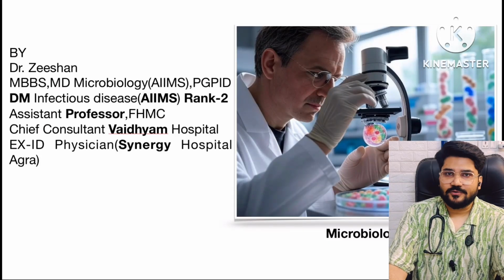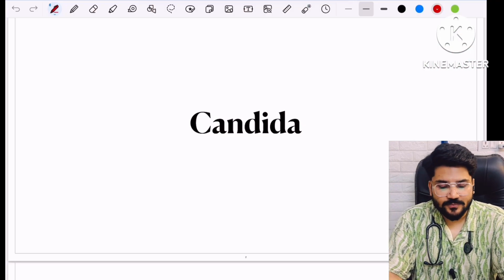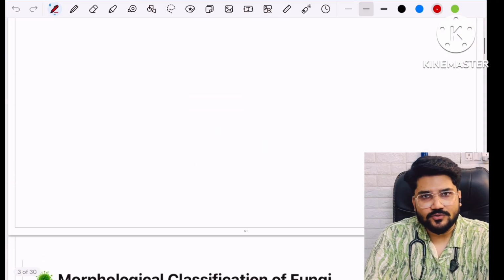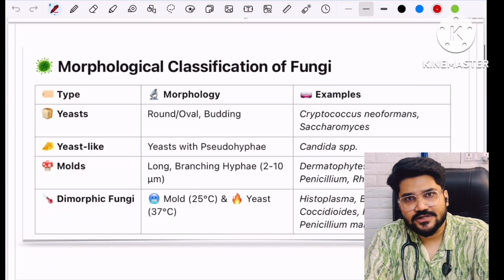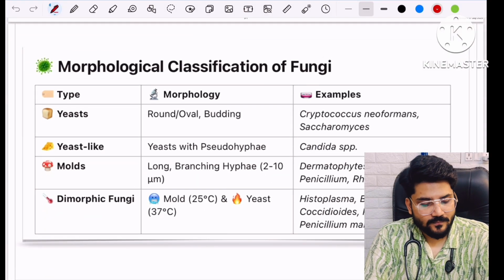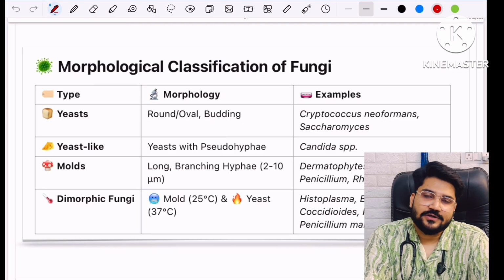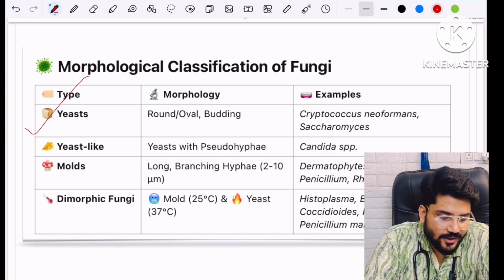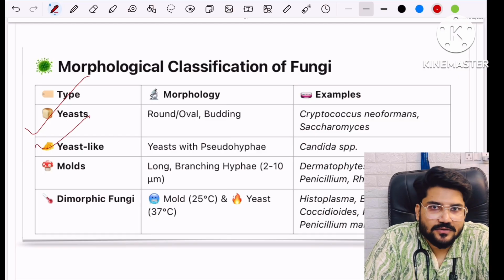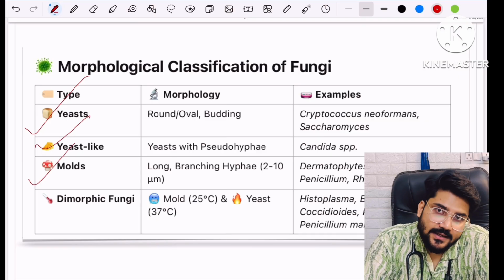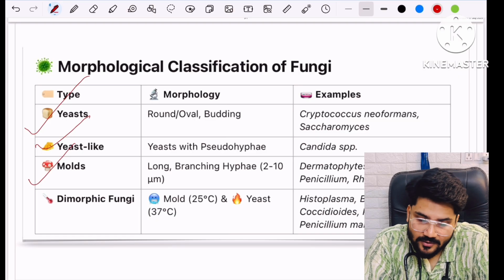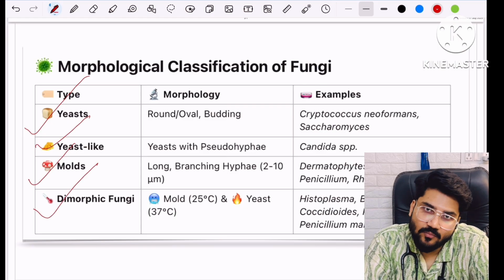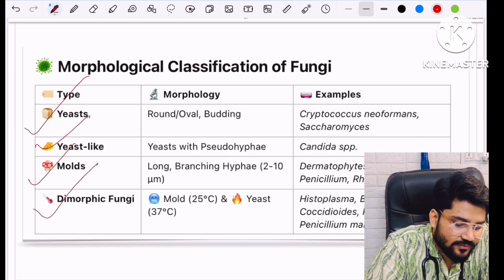So today's topic for discussion is Candida. Before jumping into the topic, we need to understand the different classifications of fungi. First is the morphological classification. In the morphological classification, first is yeast, second is yeast-like organism, third is mold, and the fourth is dimorphic fungi.